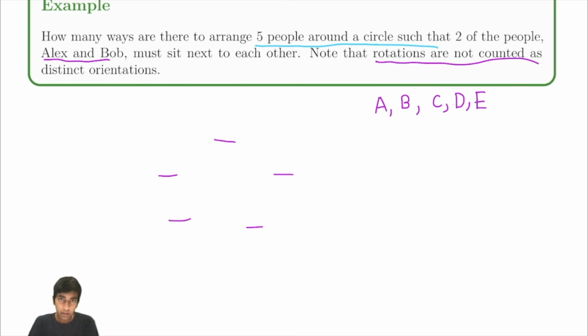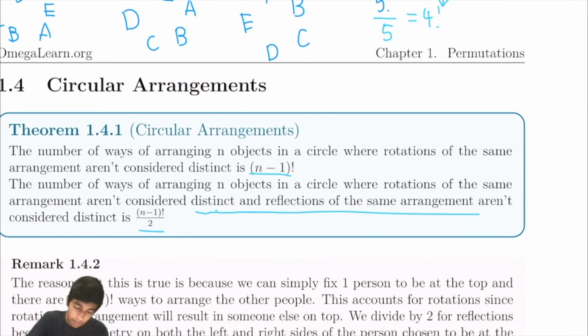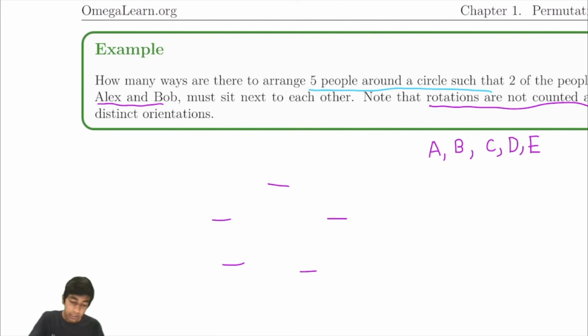Okay? So the strategy for doing what we did earlier is just to assume, let's say, one person's at the top. So over here, we can just assume that, let's say, A is fixed at the top position. And then there's 4 factorial ways to arrange the remaining people. That's one way to think about it as well. So let's try a similar idea to this in our problem. Let's assume A is at the top. And we can do this because if A was here, for example, we can just say it's the same arrangement, rotated. So A is at the top, and Alex and Bob must sit next to each other.